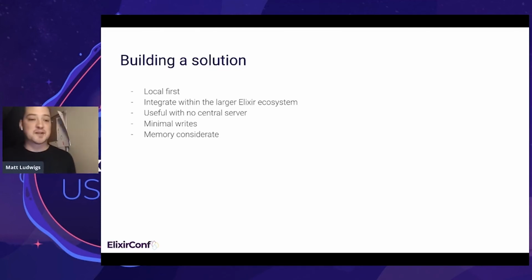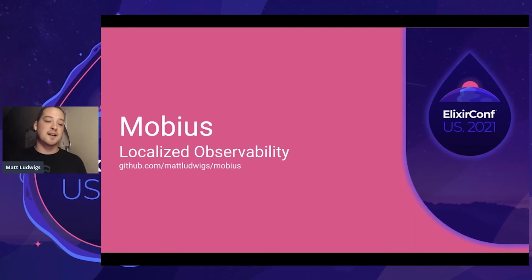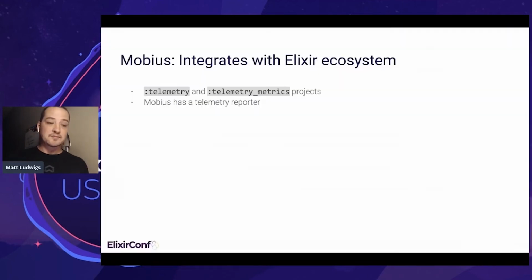So through these goals and a lot of development and thought, a solution was made, and that solution is called Mobius. I call it localized observability. And the reason why is because even though it was built in the context of Nerves, you can actually use Mobius anywhere where you would use other telemetry packages. So the use case is beyond Nerves, but Nerves is the driving force that dictates how some of the things operate within Mobius.